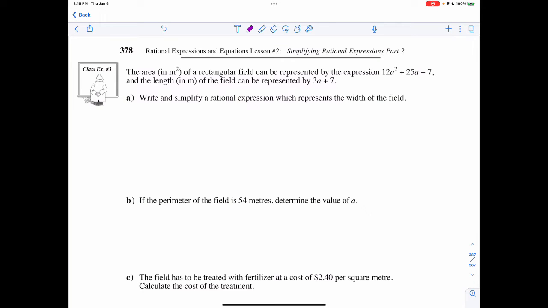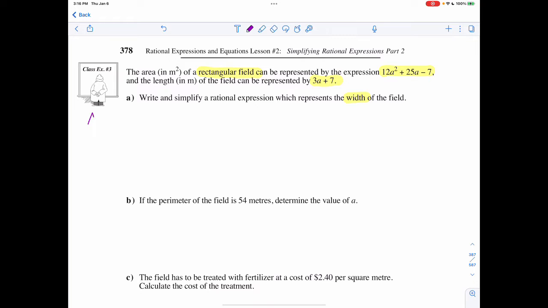When we put it into application, it says the area in meters squared of a rectangular field can be represented by the expression 12a squared plus 25a minus 7. And the length can be represented by 3a plus 7. It wants us to find what the width is.